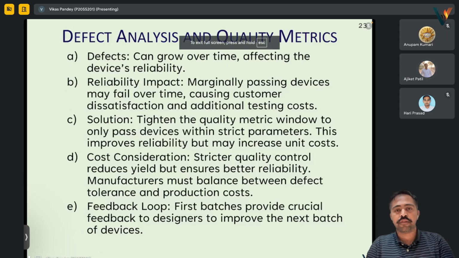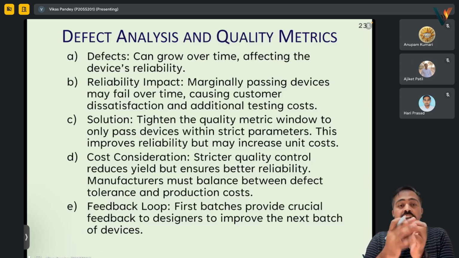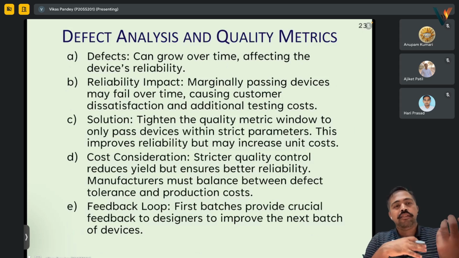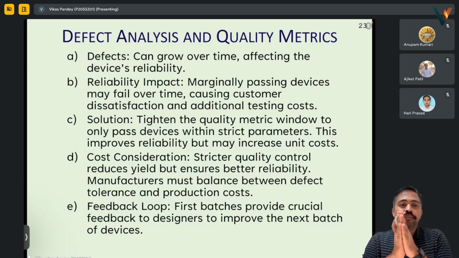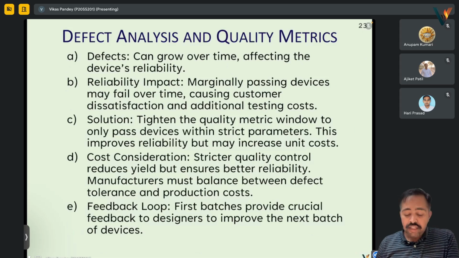Okay. So what are the defects? We saw that this is what we have to implement, but how do we do the analysis and how do we understand the quality metrics? So one is, what are the defects, and why are they so relevant? Because defects are simply some anomalies or problems. Something that is undesirable is simply a defect, and they can grow over time.